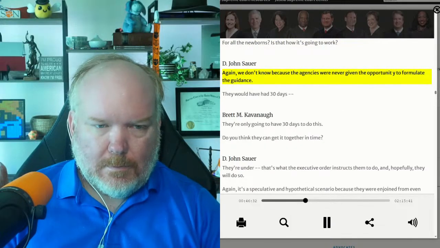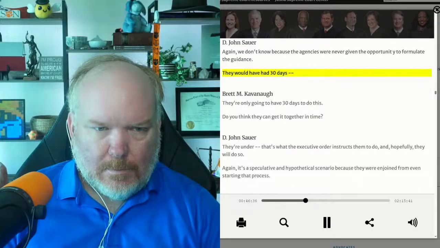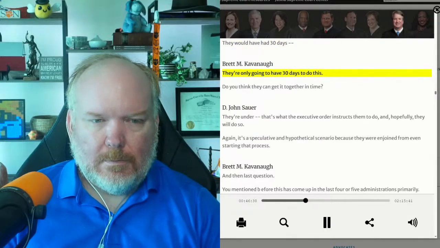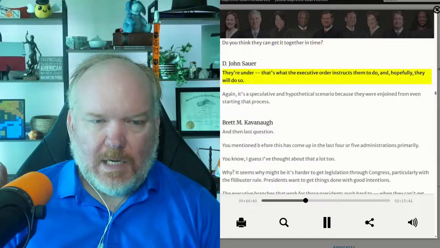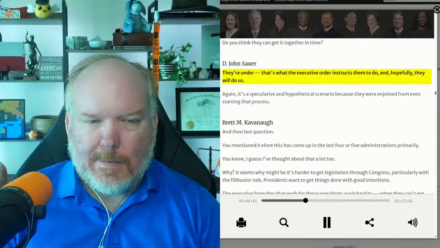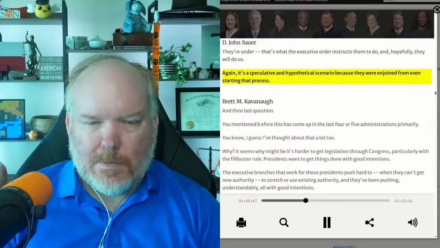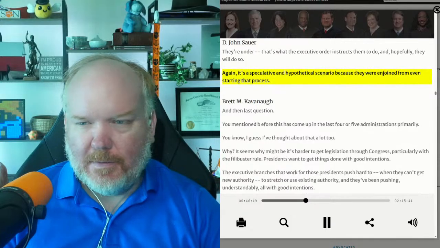Again, we don't know because the agencies were never given the opportunity to formulate the guidance. They would have only 30 days to do this. You think they can get it together in time? That's what the executive order instructs them to do, and hopefully they will do so. Again, it's a speculative and hypothetical scenario because they were enjoined from even starting that process.